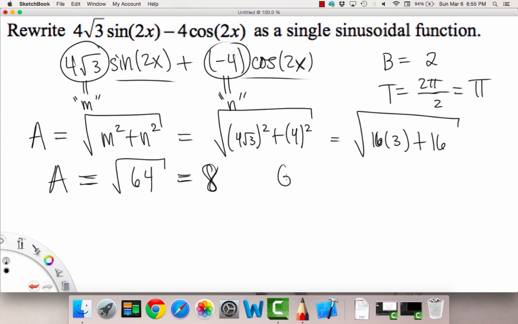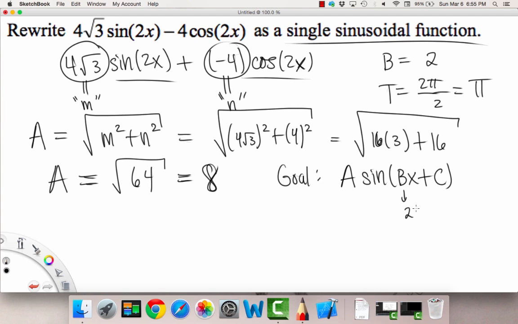And just keep this in mind, our goal is to write this as a single sinusoidal function. So our goal is ultimately going to be getting a times sine of bx plus c. Okay, we already know our b. Our b was already there to start with. b equals 2. We know our a now, that's 8. And now our last task is to figure out what is c, okay?